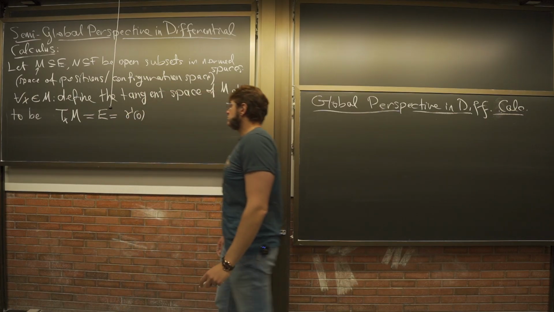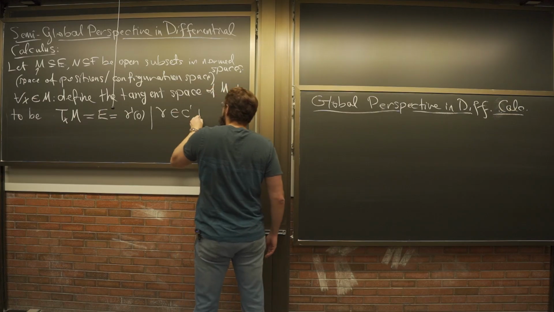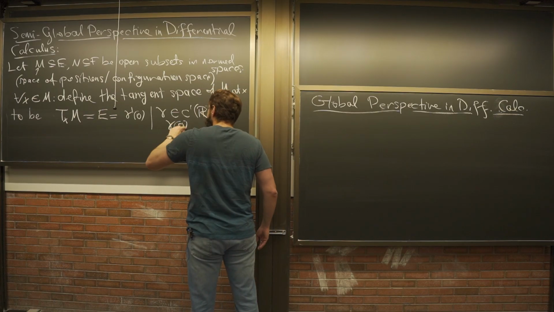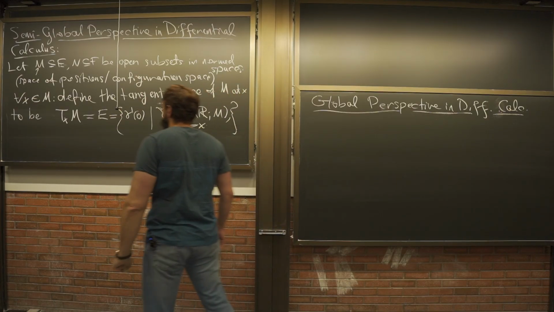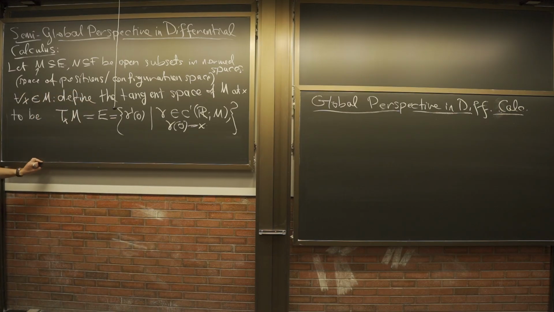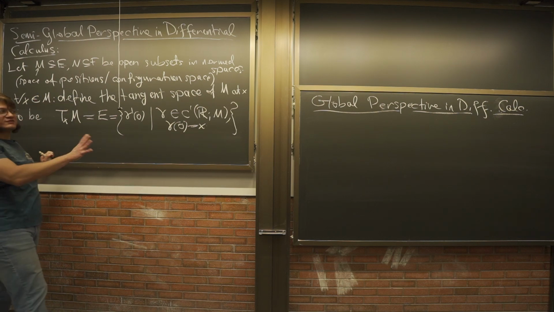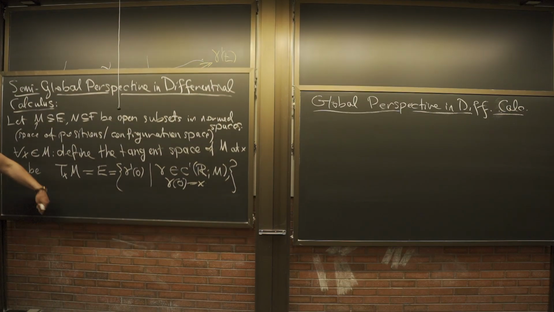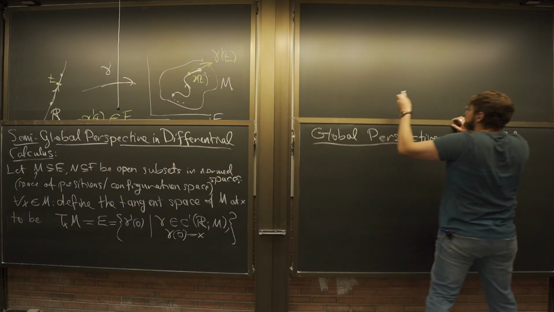So, gamma prime of 0 such that gamma is a C1 path in M, and at time 0 it is at x. If I didn't know that M is a subset in E, but still somehow could make sense of this, I could just take a bunch of paths. So this is what I'm doing, really.